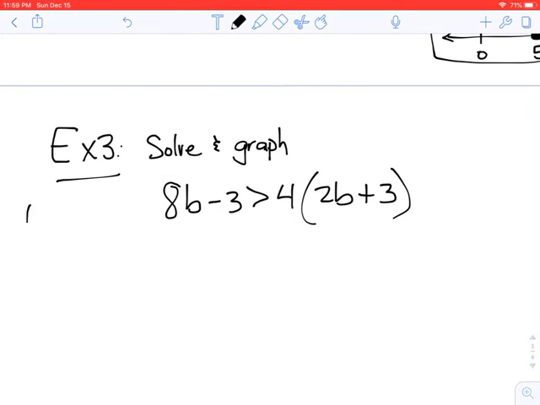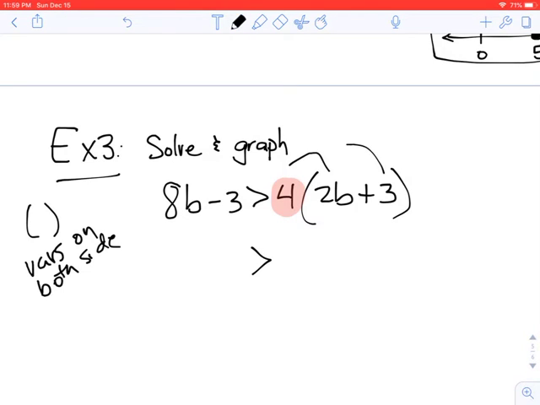Here we do have parentheses, and we do have variables on both sides. So this is the trickiest of them all. All right, first thing we're going to do is we're going to get rid of the parentheses and take that 4 and distribute it across both of them. So 4 times the 2b gives me 8b, and then 4 times the 3 gives me 12.